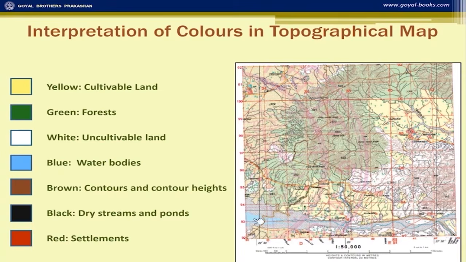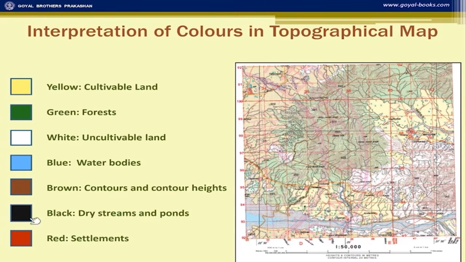You can see a thin water channel in the river. Now, the wells and the artificial lake, whichever is blue, show that the water body is perennial in nature. Perennial means that there is water throughout the year. The brown is for contours and contour heights. The brown color is used only for contours and contour heights, and it shows the elevation above sea level.